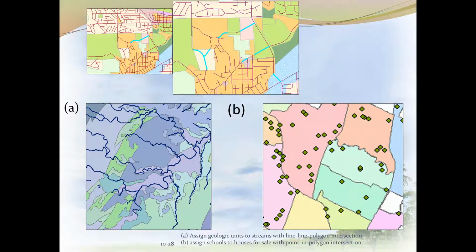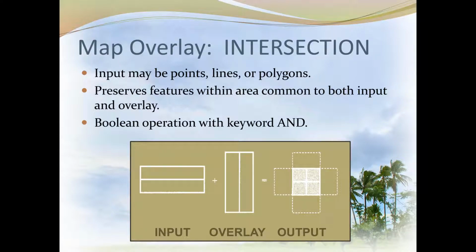So whereas the union function requires 2 polygon input layers, the intersect command is more versatile. Both input and overlay layers may contain points, lines, or polygons, and the output geometry may vary, but it cannot exceed the dimensionality of the lowest input. So for map overlays, here we will talk about the first one, intersection, in detail.